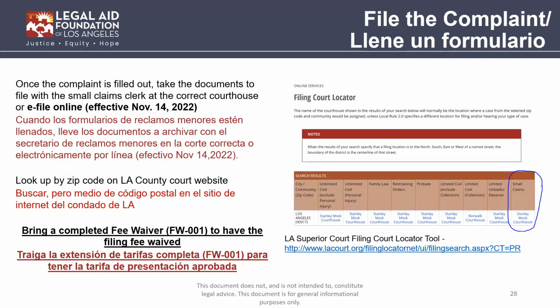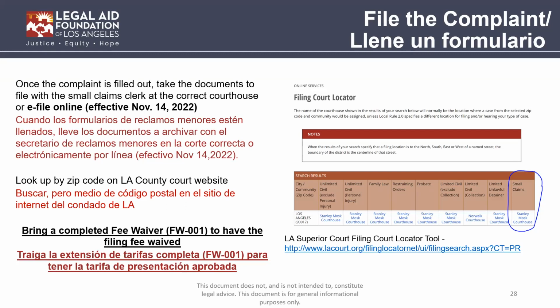Once the complaint is filled out, you need to take the documents to file with the small claims clerk at the correct courthouse, or you can e-file online. If you're going to file in person, you need to figure out which courthouse is your assigned courthouse. There are about 11 or 12 different courthouses in Los Angeles that have small claims departments, and the correct courthouse is assigned based on zip code. Sometimes the geographically closest courthouse to you may not be your actual assigned courthouse, so it's very important to verify this before you go take documents to file.